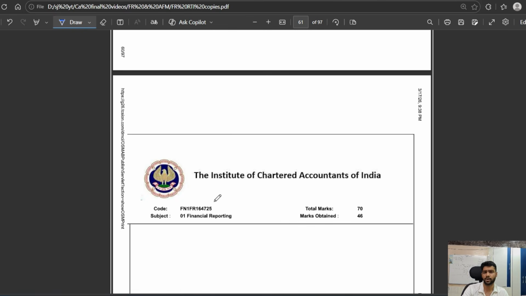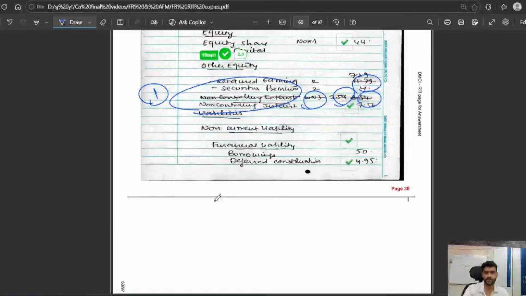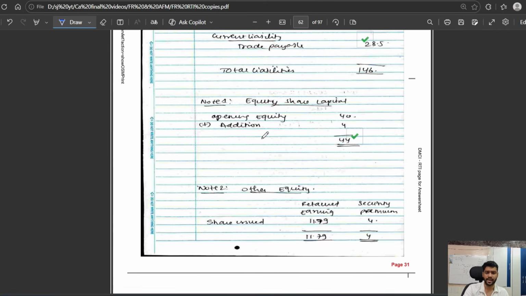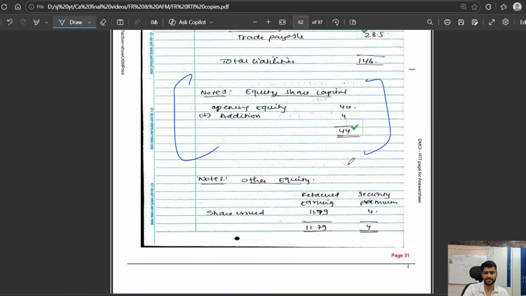So they do not care about how many cuts you make. Just make sure that you cut it once. Don't make it like this. Don't make it dirty. As you can see, my handwriting also, they do not care about the boxes and all. Just write the note 1.